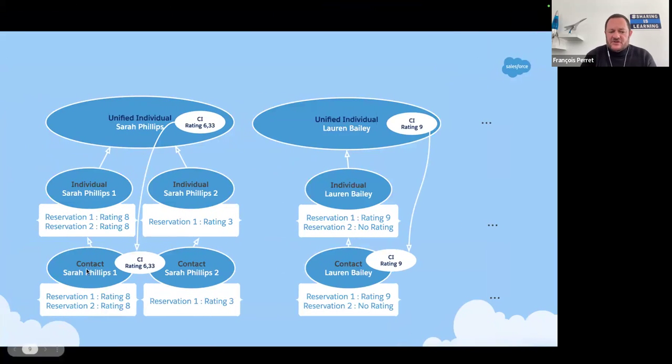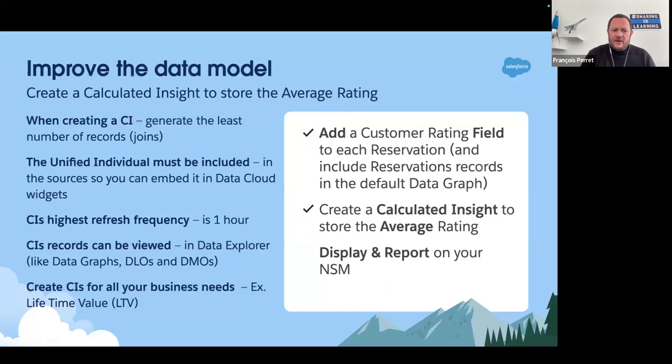So this is what we have created here. We have the distinct reservation, the contact, we created the calculated insight, added the calculated insight at the contact layout, at the unified individual layout, and all this information is in sync. Whenever it's saved, we don't need to think about it anymore. We just need to add new data and everything will be in sync.